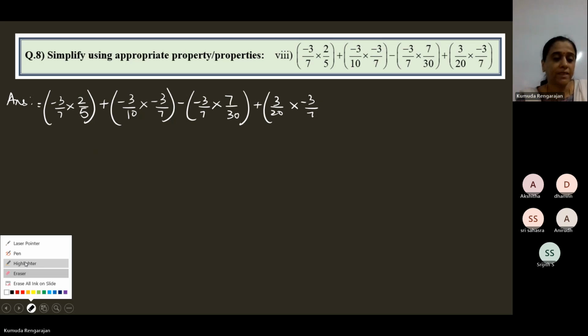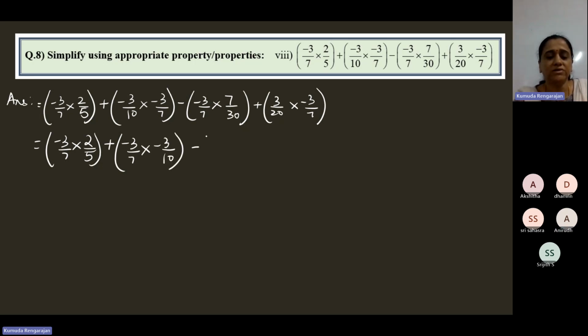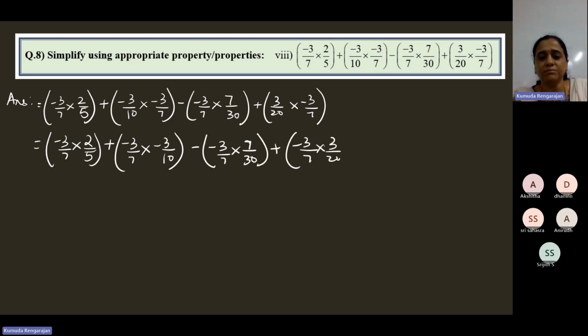So we know that rational numbers are commutative under multiplication, right? Yes, sir. Since you're not able to understand, I can give you one extra step. So you write minus 3 by 7 first and then minus 3 by 10. Is this correct? Because A into B is equal to B into A. Yes, ma'am. Now the last one also, you can write it like this: minus 3 by 7 into 3 by 20. Now minus 3 by 7 is common everywhere, right?